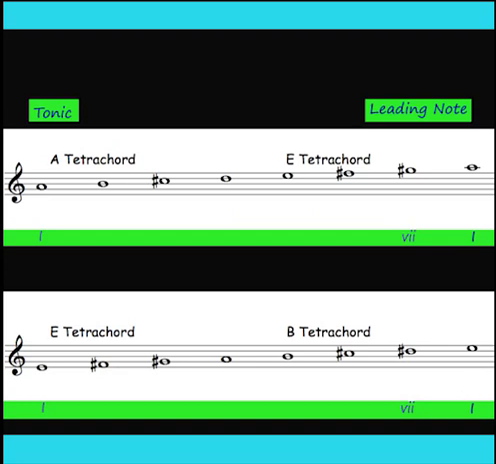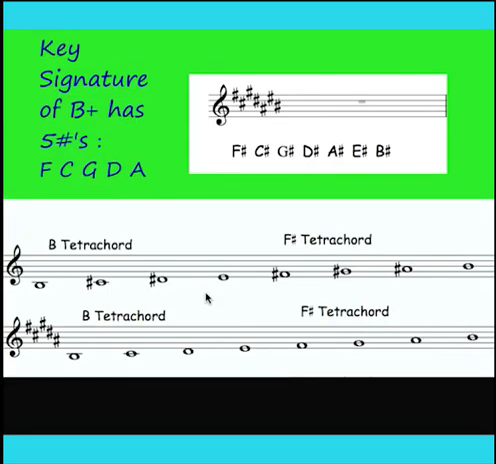Next, we will continue with the key of B major. B major scale has 5 sharps. We have the B tetrachord on the bottom, we have our whole step from E to F sharp, and our F sharp tetrachord is on top. The new note in our order of sharps is A sharp here, and then this is what it looks like when we write the order of sharps for the key of B major.